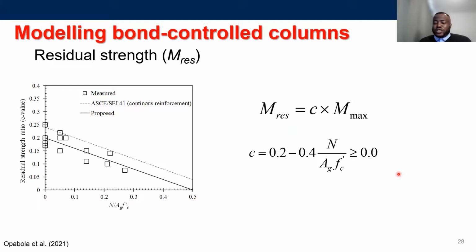So the last parameter which you need for your backbone is your residual strength. So we took a bunch of data from tests that were tested to very, very large drift demand, such that there was significant deterioration in strength. And we pretty much found out that we can represent the relationship between the residual strength and axial load with a simple linear relationship, which is shown here. And it does a good job of predicting the residual strength of bond-controlled columns. So using the strength as well as deformation components, which I've talked about, you can basically create your backbone.